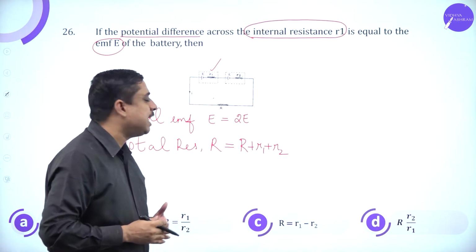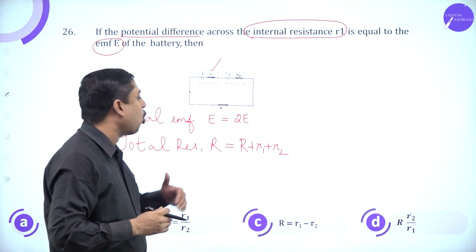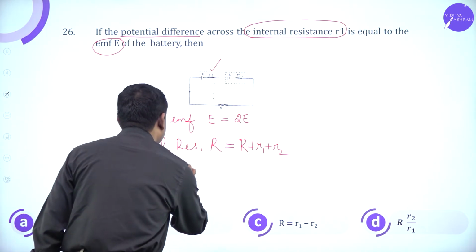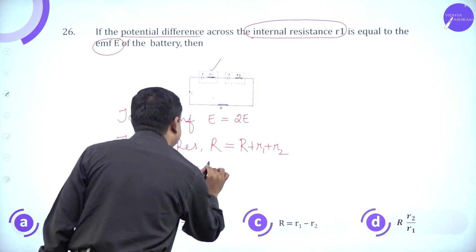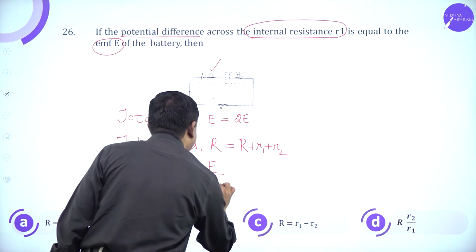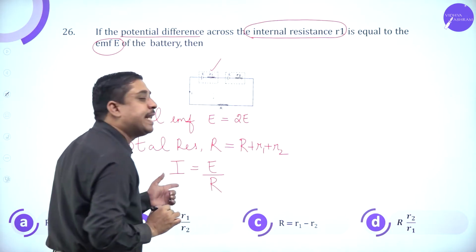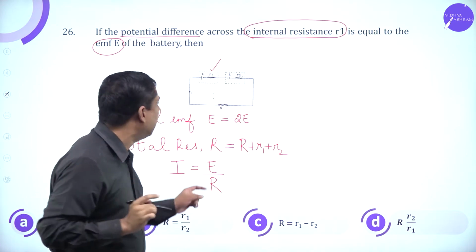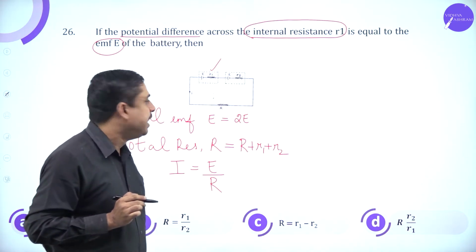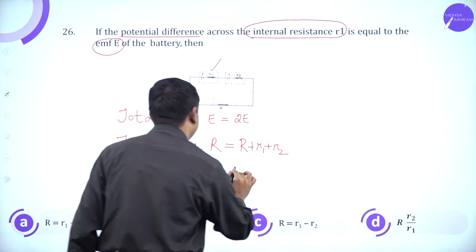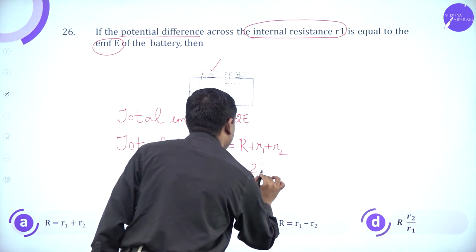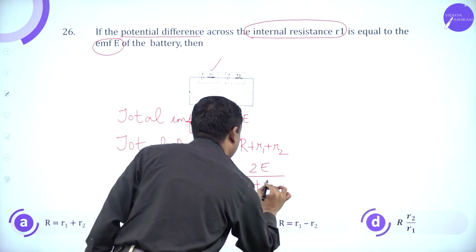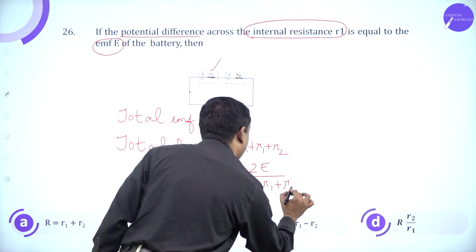So this is the total EMF. This is the total resistance. And we know the current flowing through the circuit is E divided by R. You should know these relationships, you must have studied the lesson. So the main current will be E divided by R, which is 2E divided by R plus R1 plus R2.